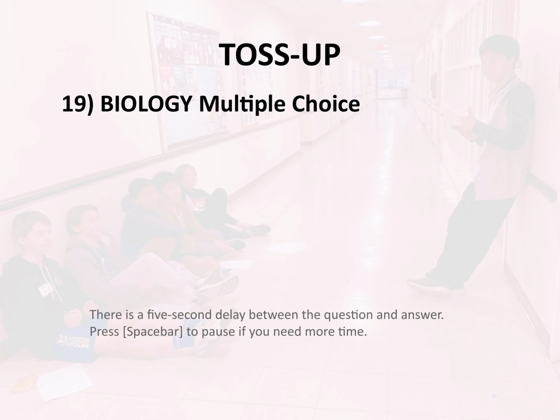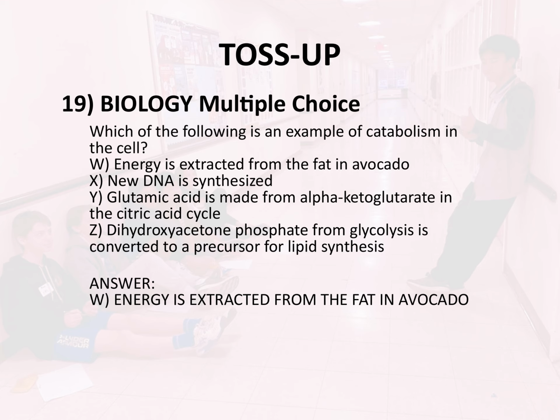Toss-up 19. Biology. Multiple choice. Which of the following is an example of catabolism in the cell? W. Energy is extracted from the fat in avocado. X. New DNA is synthesized. Y. Glutamic acid is made from alpha-ketoglutarate in the citric acid cycle. Z. Dihydroxyacetone phosphate from glycolysis is converted to a precursor for lipid synthesis. Answer: W. Energy is extracted from the fat in avocado.